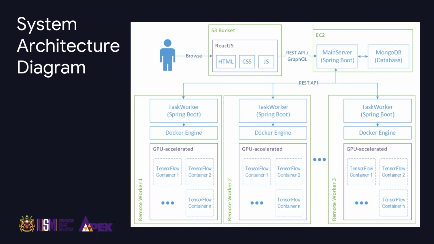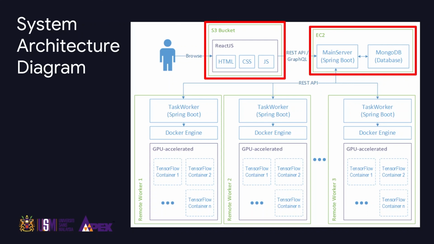Now we'll have a look at the system architecture. This system is a highly decoupled system. The front end is hosted through AWS S3 static hosting, while the backend main server is hosted on AWS EC2. The remote worker is my personal laptop with proper environment setup such as Docker Engine and NVIDIA Docker. While AWS is used for deployment, it's not compulsory to deploy it on cloud. It's just to demonstrate how the system is decoupled.